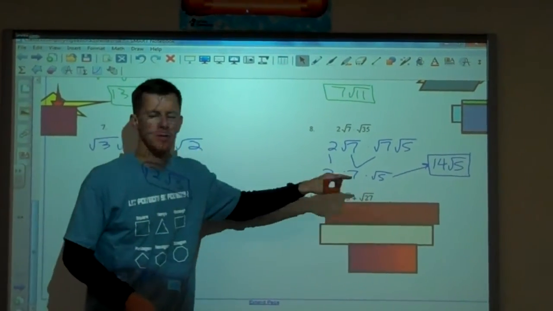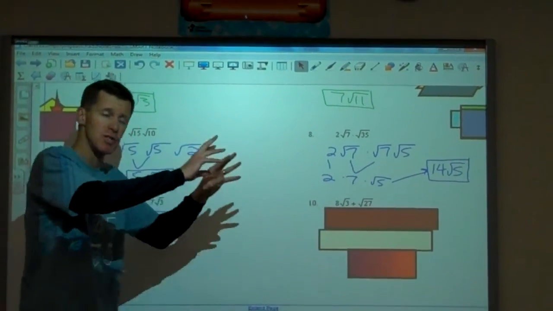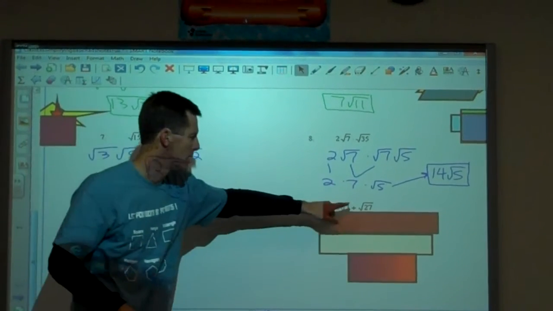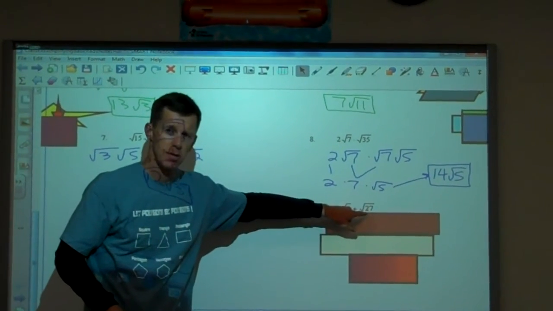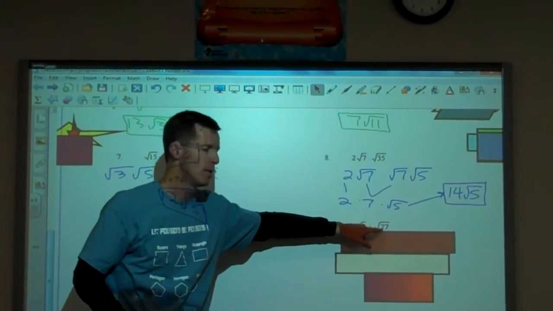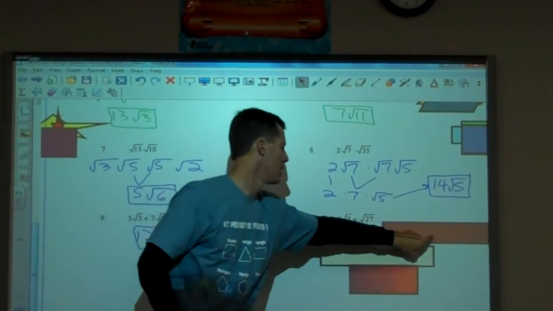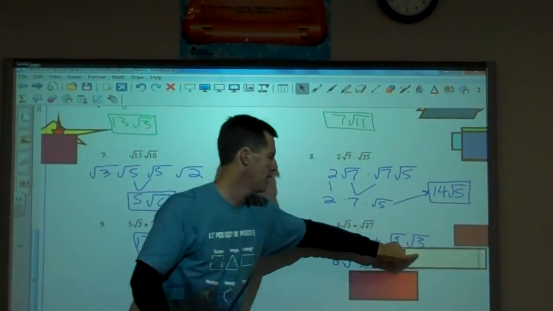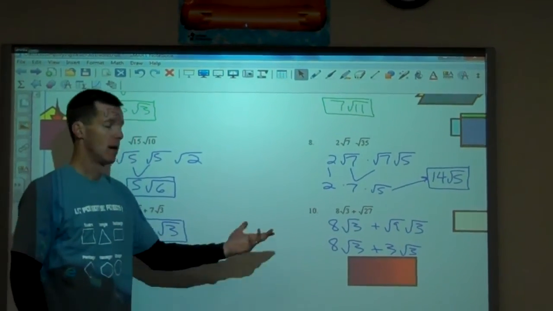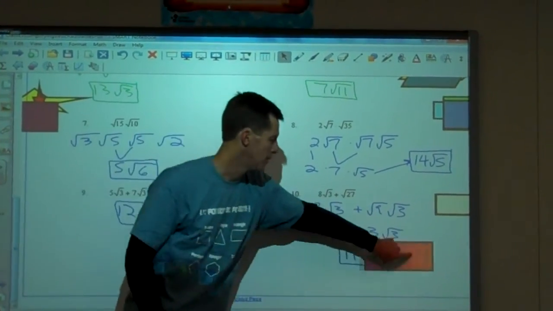This one, always best when it's addition and subtraction also to break them down, simplify them separately. So you want to make this into perfect rad or simple rad form. So root 9 root 3 would make us a 3 root 3. Like terms again, 11 root 3.